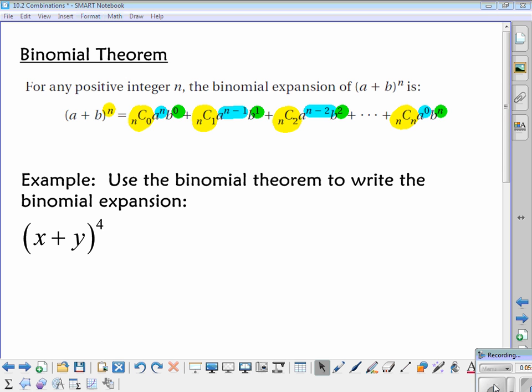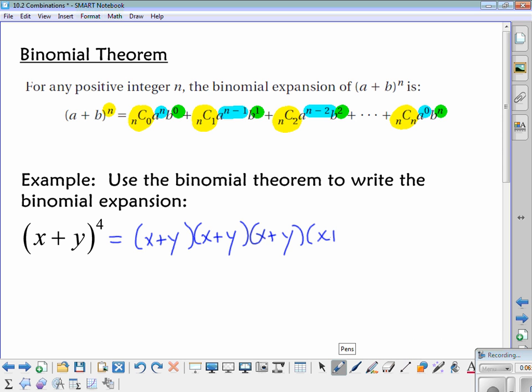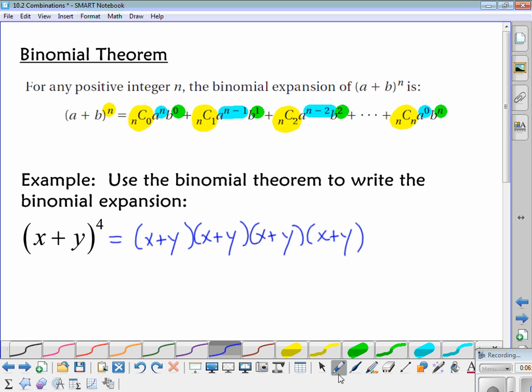So before we knew about Pascal's triangle or the binomial theorem, to figure this out, you guys would have to just manually multiply this 4 times, right? Okay, so we'd have to do x plus y, x plus y, x plus y, x plus y, right? But now with the binomial theorem, I can use combinations to figure out the coefficients and essentially go straight to my answer.